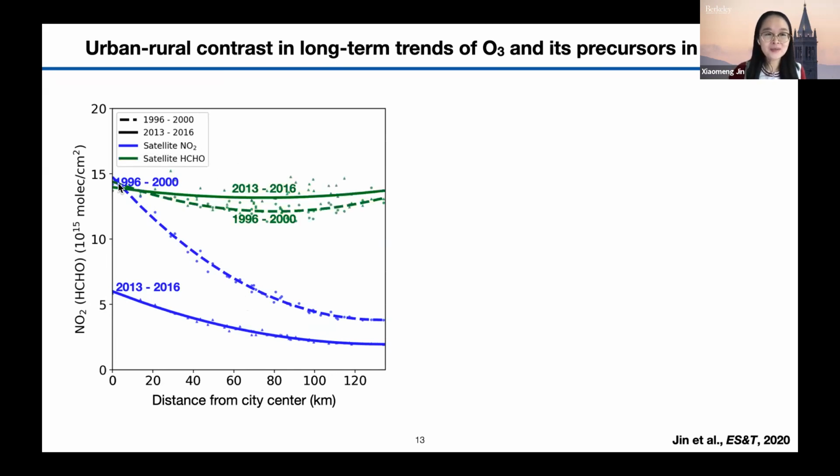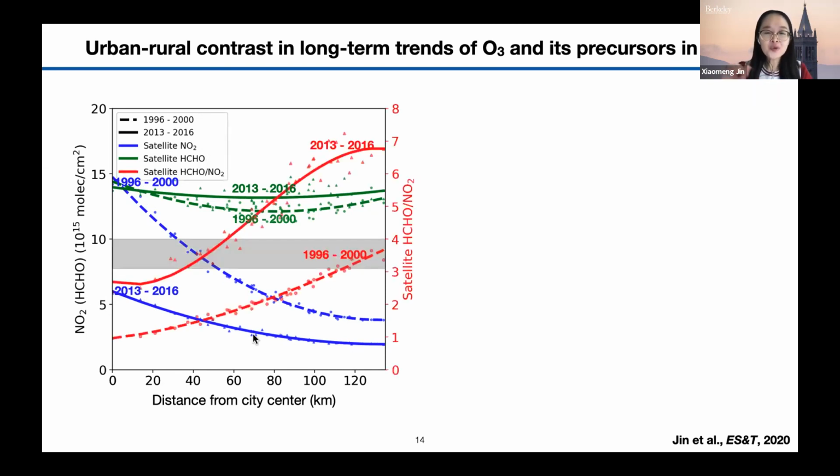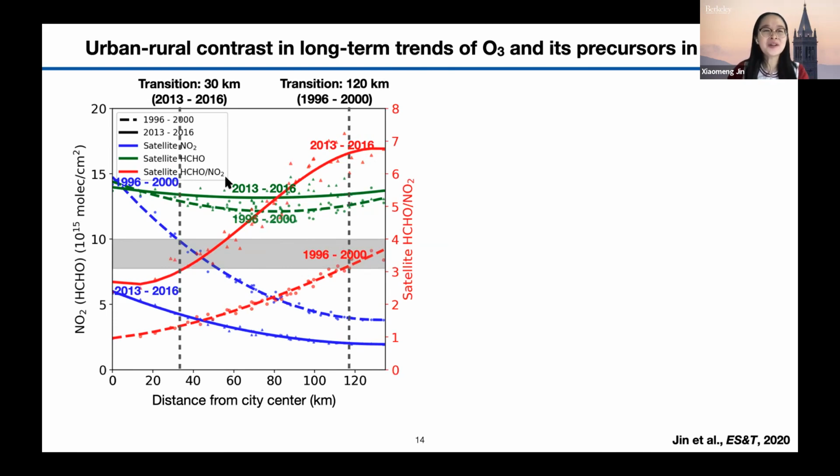Formaldehyde, on the other hand, doesn't show much urban-rural gradient, and we even see a small increase of formaldehyde in the recent period. This is largely because formaldehyde is largely from biogenic sources, which don't show much trend in the past decade. And as a result, the ratio of formaldehyde to nitrogen dioxide has increased in the recent period, which leads to the regime transition, which is the intersection between the gray band and the red lines, moving towards the city center from around 120 kilometers away to around 30 kilometers away.